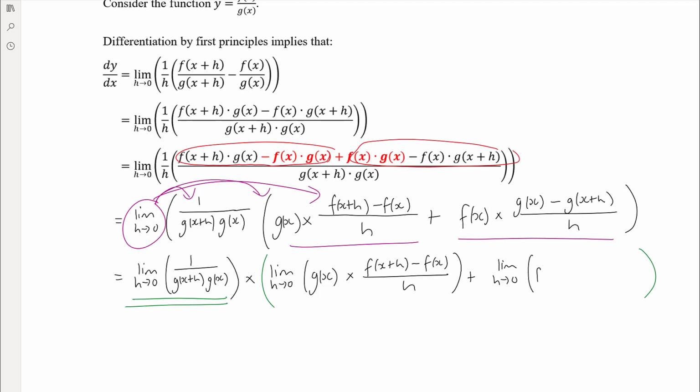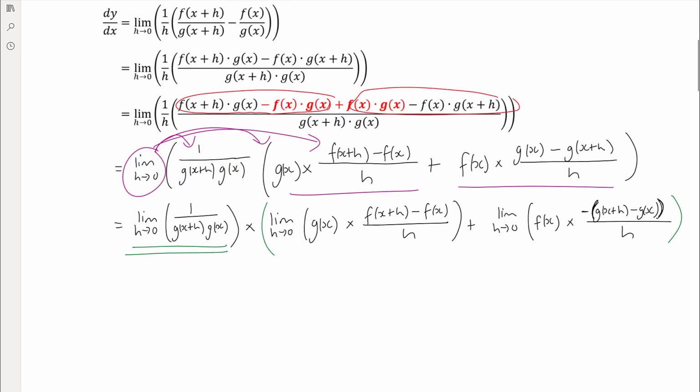The limit of f of x times, now I'm going to do something interesting here as well. I'm going to factor out, because remember I'm really trying to get to seeing those derivatives by first principles. So I'm going to rewrite this by taking out the negative. So that's going to be g of x plus h minus g of x over h, with a bracket around the end of that. Okay, so we've factored out a negative in there.